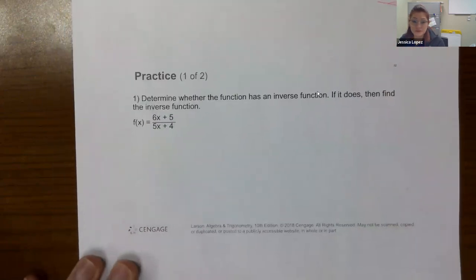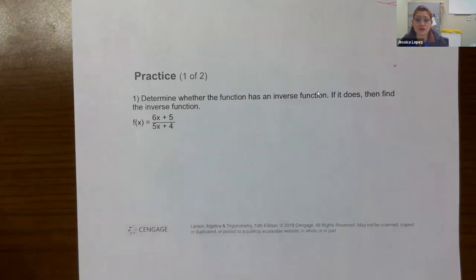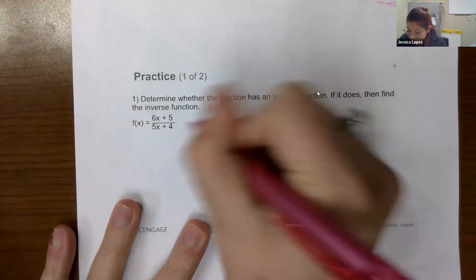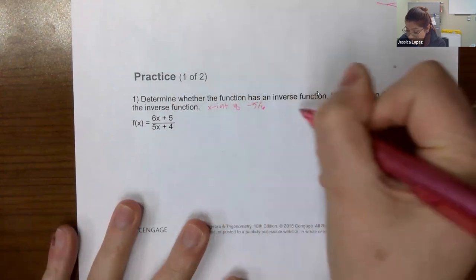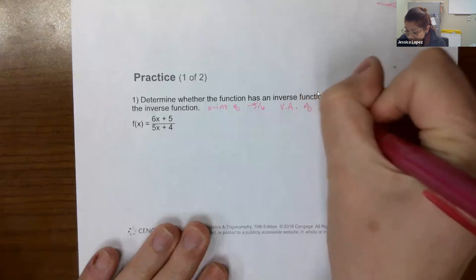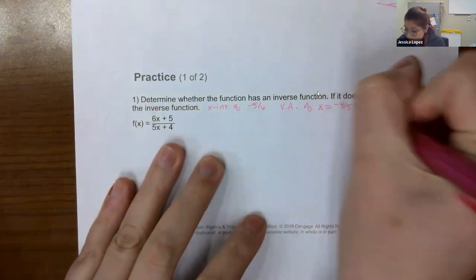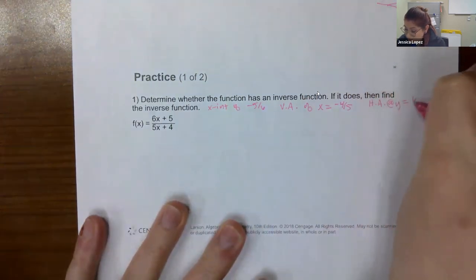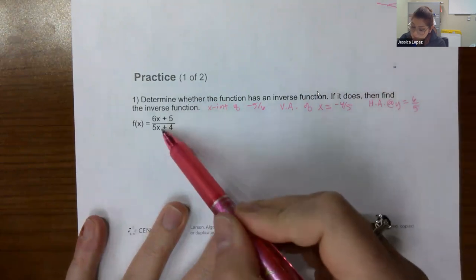Now, this one, let's go see what that looks like. It says determine whether the function has an inverse or not. If it does, then find the inverse function. So we did graph these things in the past. So I know that this has an x-intercept of negative 5 over 6. I know that it has a vertical asymptote of x equal to negative 4 over 5. I know that it has a horizontal asymptote at y equals 6 over 5 because the degrees are the same.